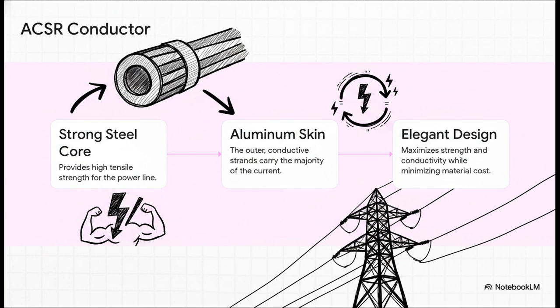So they said, okay, let's make the core out of strong, cheap steel to handle the weight and the tension. Then they just wrapped it in a skin of lightweight, really conductive aluminum. The steel provides all the strength and the aluminum carries all the power. It's this beautiful, elegant design that only works because of the skin effect.